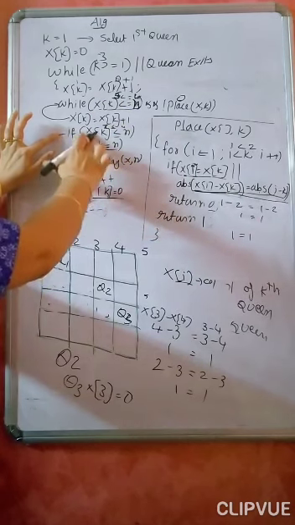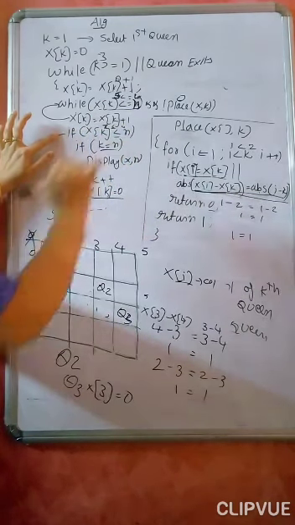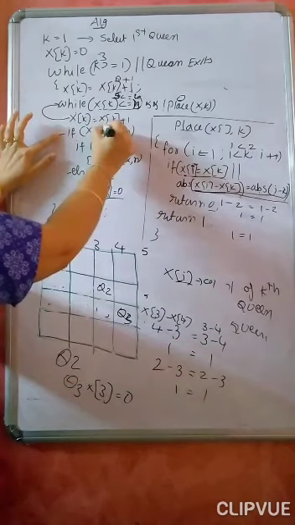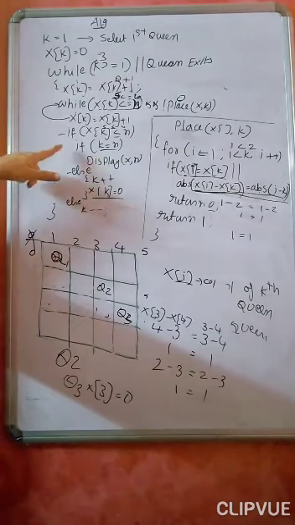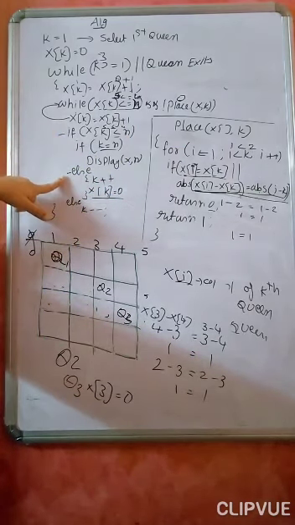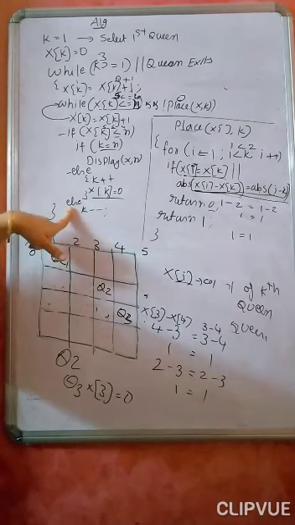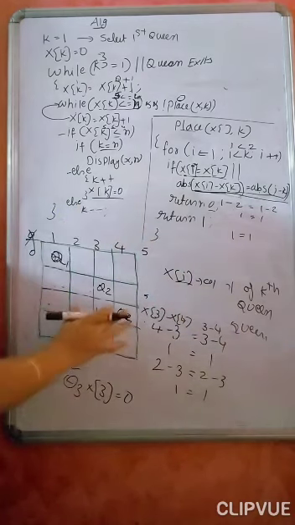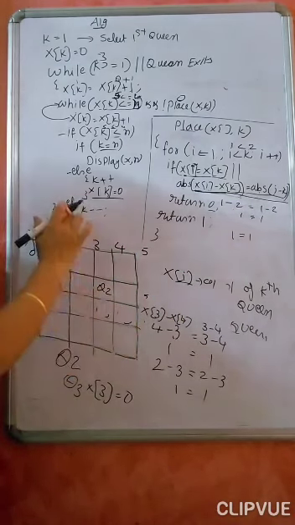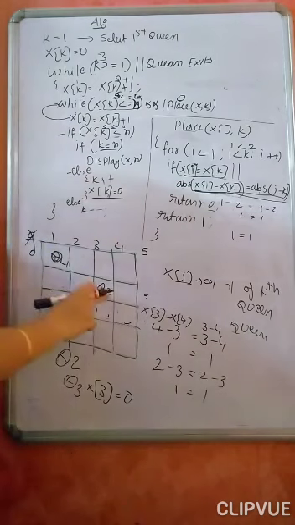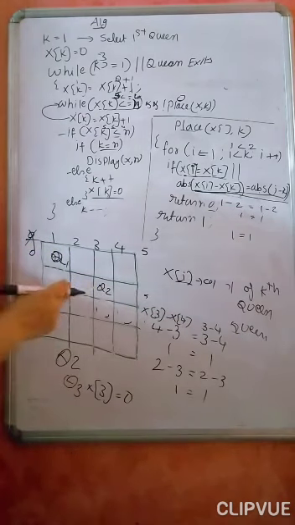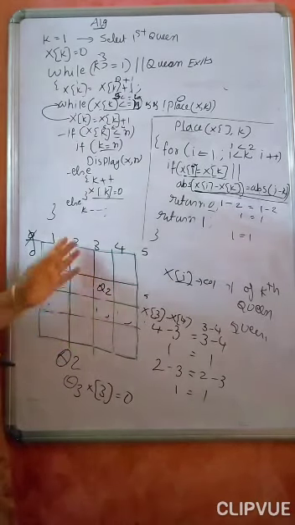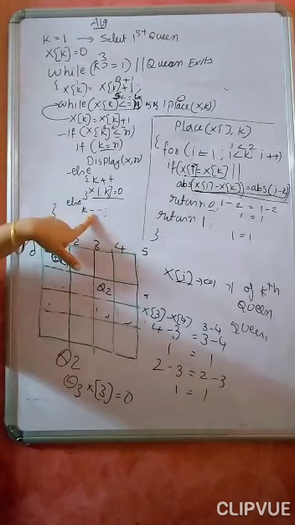I'll come here. What is x of k? 5. Is 5 less than or equal to 4? This is 5 because I am placing it in the next position. So no. So what will be executed? So this will not be executed. Directly will come to the else part and it will become a k minus minus. So when I'll say k minus minus, which queen is it? Now again it is the second queen. Means again I am considering the second queen. When I'll come to the second queen, where I have placed it? We have initially placed it in the third column. So else k minus minus will be executed.